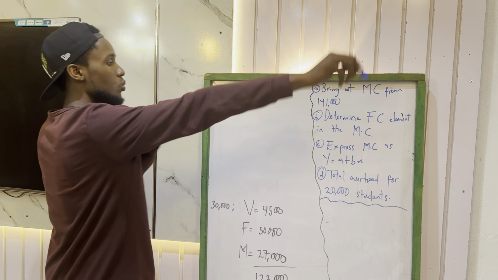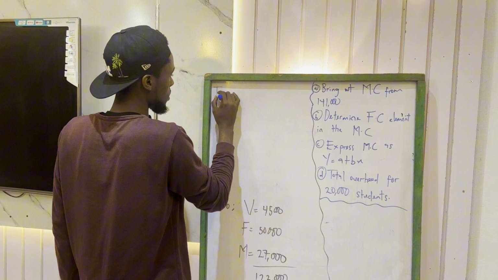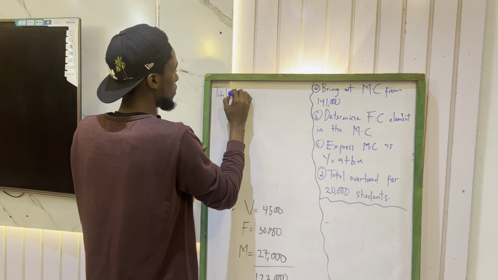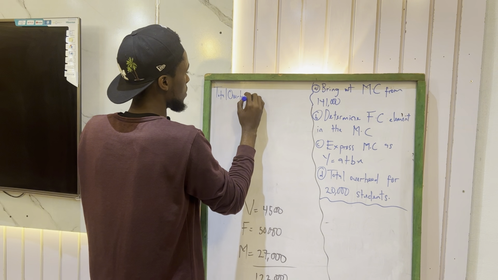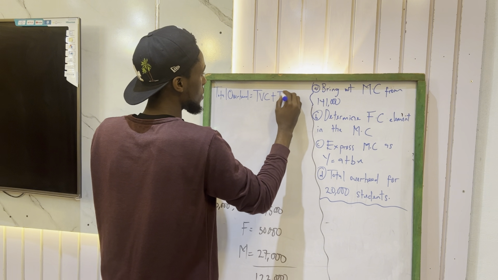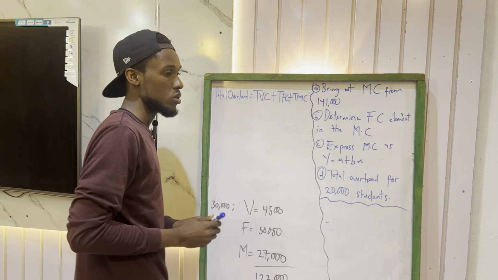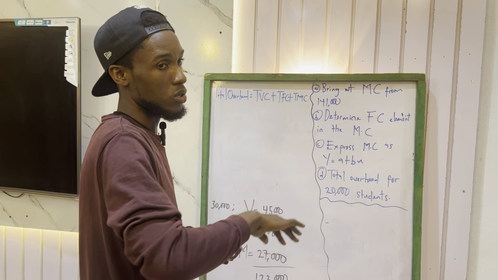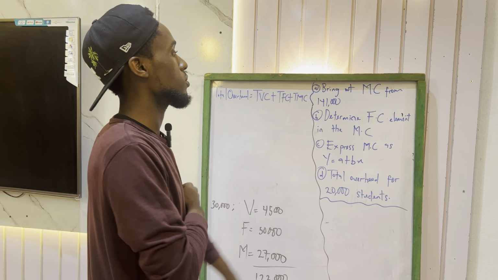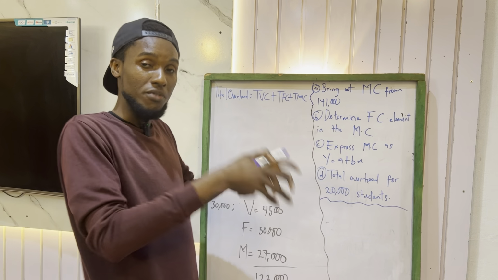Now we know that this is the formula. Total overhead is equal to total variable cost plus total fixed cost plus total mixed cost or maintenance cost. But in the course of the video, my maintenance cost is synonymous with my mixed cost, because inside the maintenance cost, we still have a fixed cost and a variable cost.